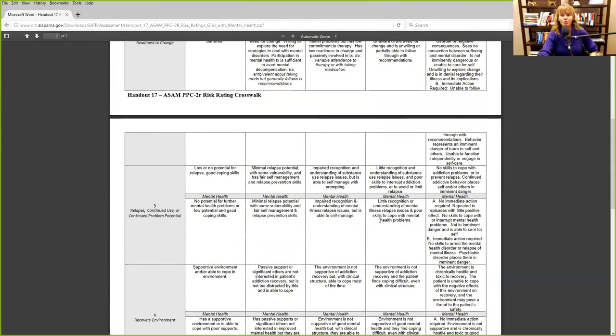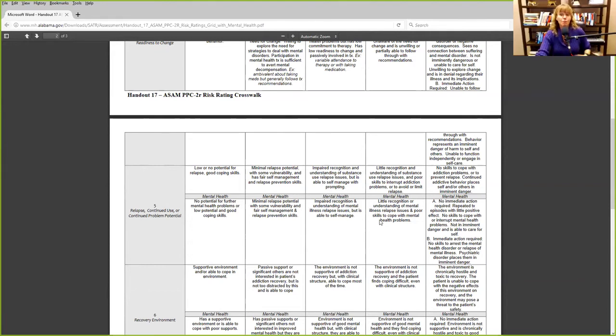Level 5 is the relapse, continued use, or continued problem potential. So we'll just stay with mental health because I think a lot of you are mental health counselors. Level 0, no potential for further mental health problems, or low potential and good coping skills. So score, maximal level of gains. This person can be all but discharged, maybe see them in aftercare for a little while.